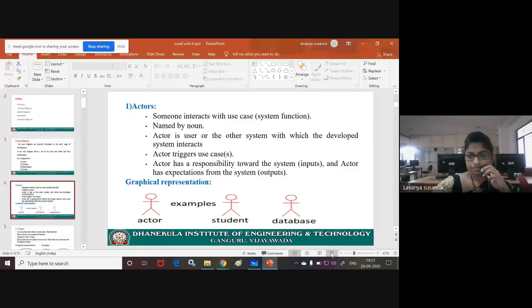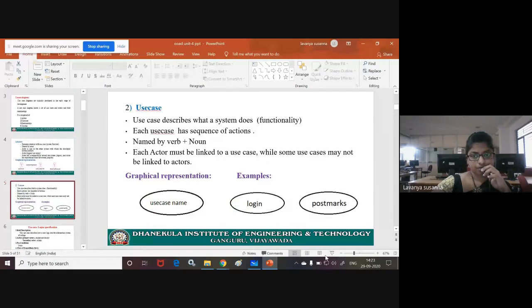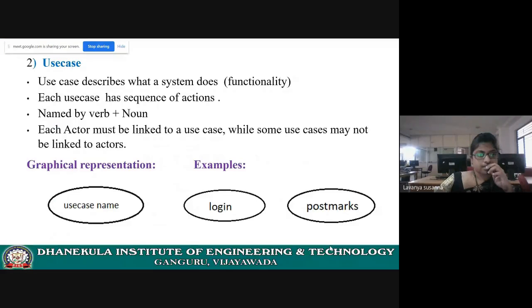Okay, next, use case. What is a use case? Already you know that a use case is some functionality of the system. Functionality is nothing but a requirement. It's nothing but the behavior of the system. In the requirements phase, you will capture all the requirements as use cases, and each use case will contain some set of operations or set of actions to be performed.